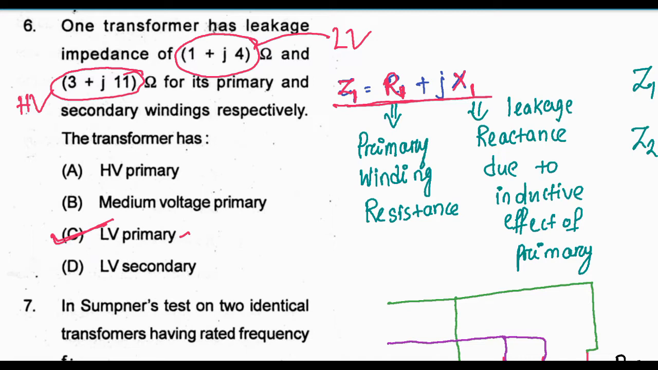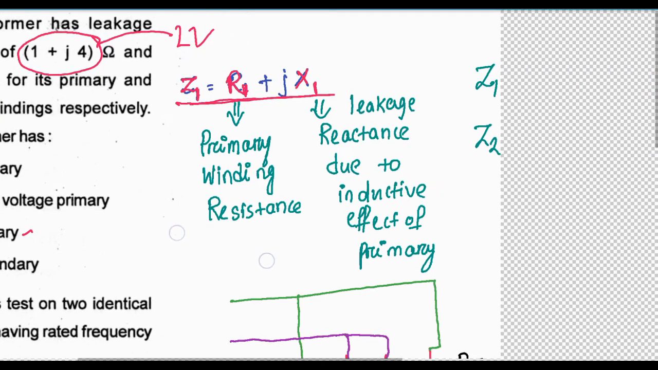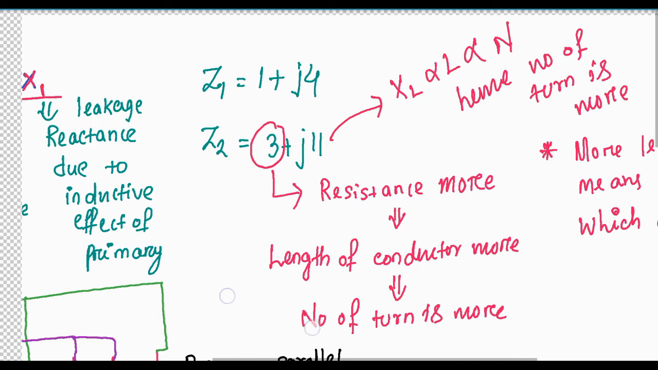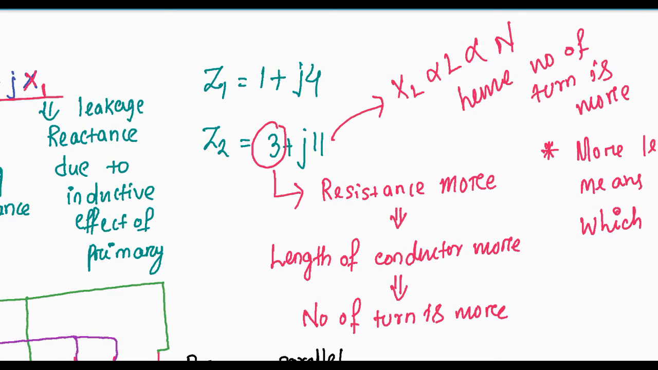Another thing we should consider here is that 11 is also given, which means the reactance is also given, and reactance depends upon the number of turns also, because of the inductance. Inductive reactance is given as 2 pi f L, and L depends upon N, the number of turns. As the number of turns is also more here, we can say that the secondary is high voltage.